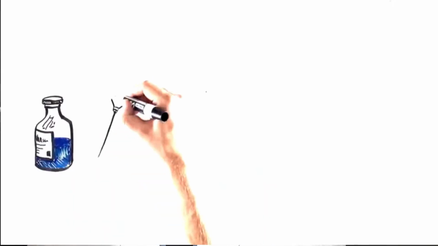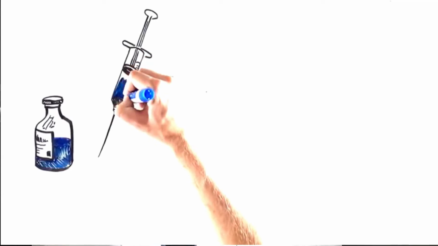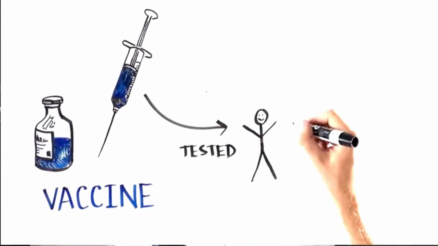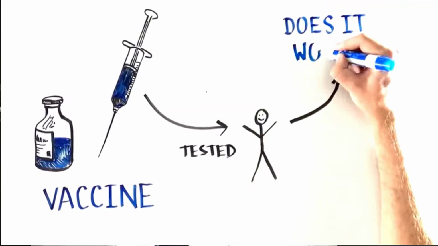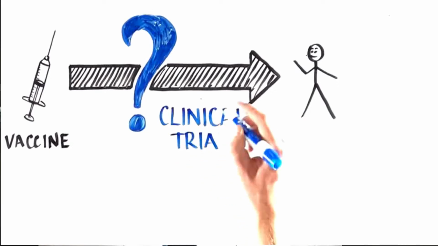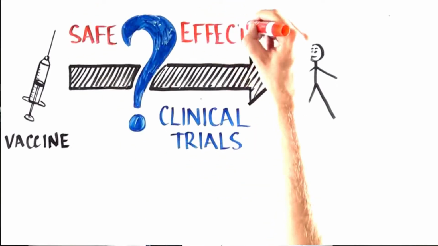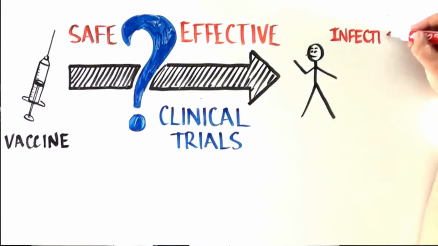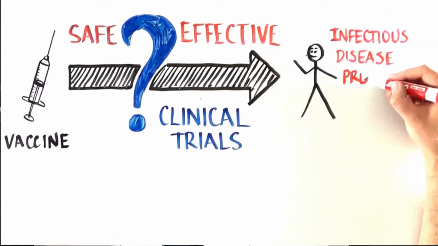So how do we develop a new vaccine? This is what we call vaccine trials. How do we know if it's safe for humans and how do we know if it works? These are all answered through what we call clinical trials. Clinical trials are done in vaccines and other pharmaceutical products to determine if the product is safe and effective.